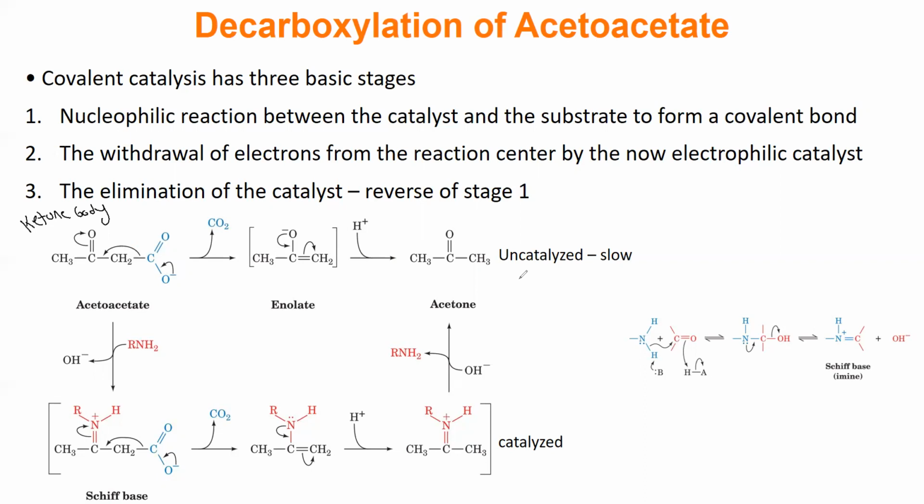Let's see how we can speed up this reaction by using a catalyst. Our catalyst here is going to be in red. And we're going to form what's called a Schiff base.